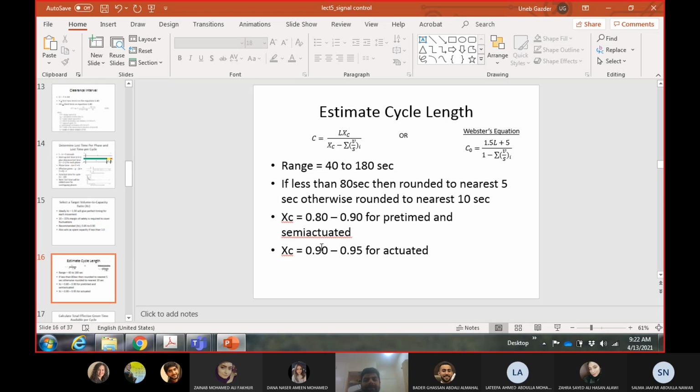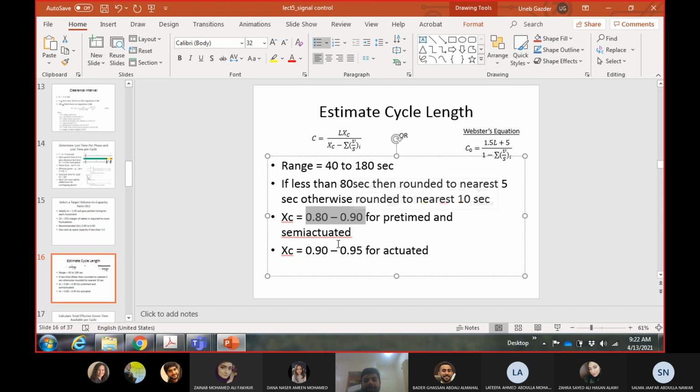So here they are saying XC 0.8 to 0.9 for pre-timed signals and semi-actuated signals. So for pre-timed and semi-actuated signals, we keep a higher margin of safety. Remember we said XC provides a margin of safety. XC less than 1 provides a margin of safety or spare capacity. So 0.8 to 0.9 for pre-timed and semi-actuated, and 0.9 to 0.95. So we keep less margin of safety for actuated signals.